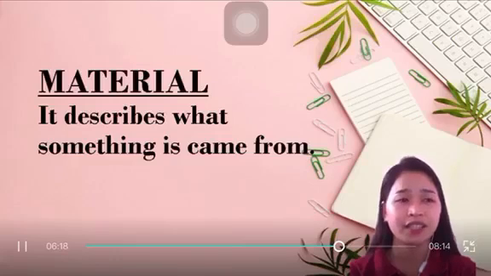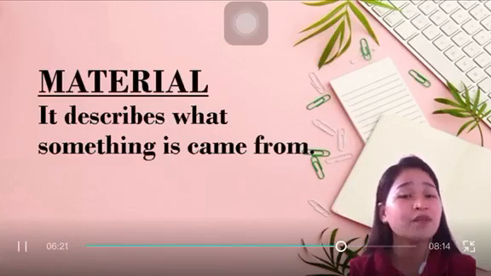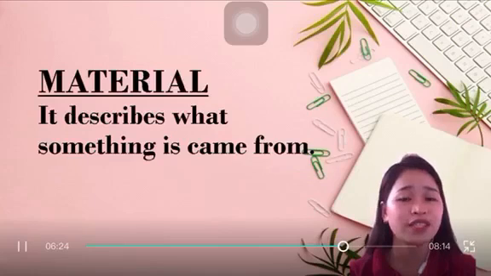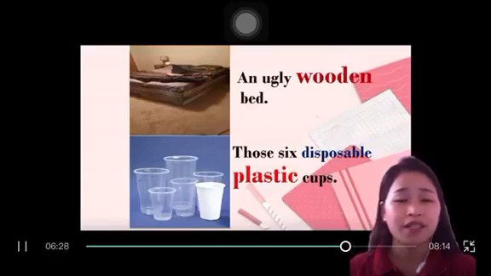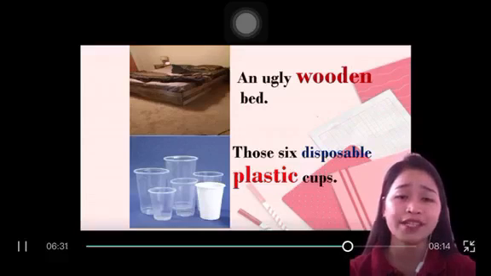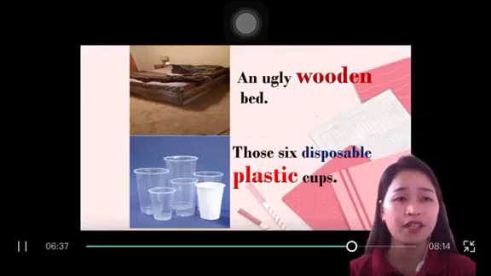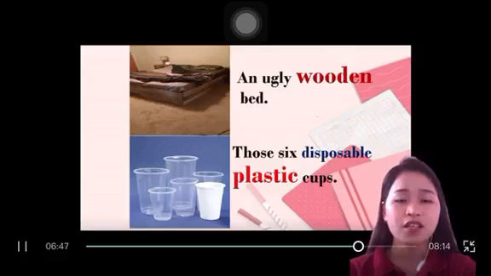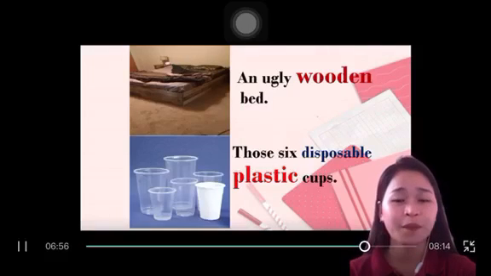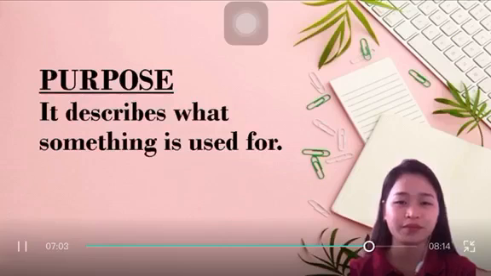The next is material. It describes what something is made from. So how can you describe the bed and the cups in the picture? For example, an ugly wooden bed. An is the example of determiner, ugly is the opinion, wooden is the material, bed is the noun. And another example is those six disposable plastic cups. Those is the example of determiner, six is the number, disposable and plastic are examples of the material, and cups is the noun.